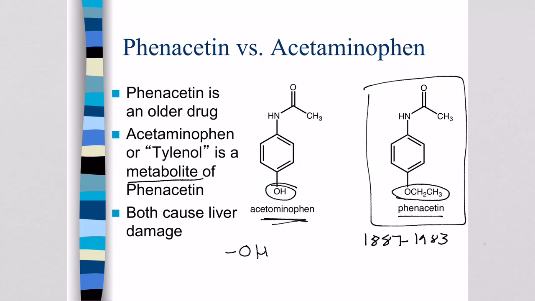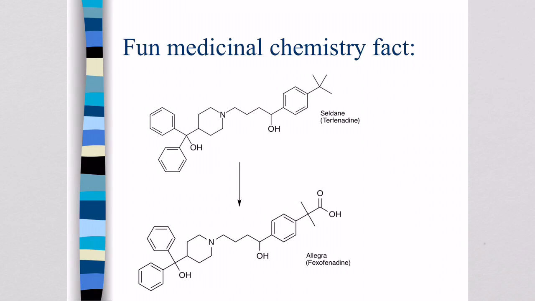And just as a fun medicinal chemistry fact, looking at drug metabolites is actually a pretty useful avenue for drug discovery. So, for example, Seldane, which was one of the earliest non-sedating antihistamines, was on the market from 1985 to 1997, and it was taken off of the market because of side effects that included some pretty severe cardiac arrhythmias that led to deaths, and it was replaced with the drug Allegra.